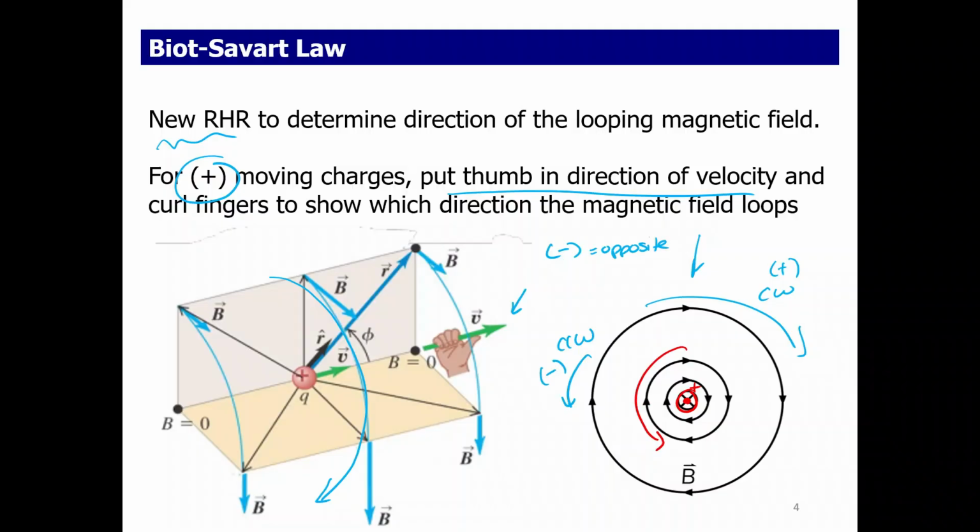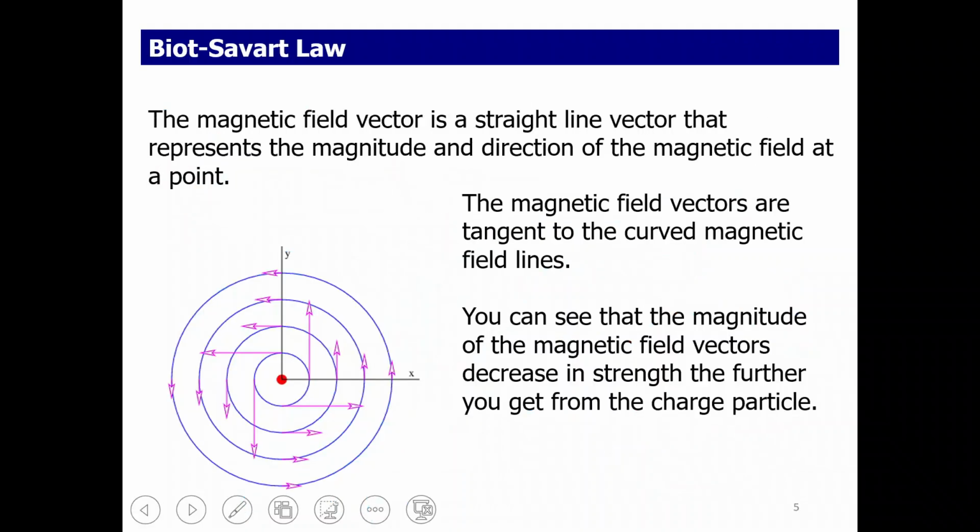Put your thumb in the direction of the charged particle if it's positive, right-hand rule. If it's negative, use the left hand, or just know you have to flip the direction. So our magnetic field vectors are straight lines. They're always going to be tangent to the circle, and they're going to be weaker the further away you get. They decrease in strength, and that just makes sense. That's true for all of our fields: the further away you get from the source, the weaker it's going to get.